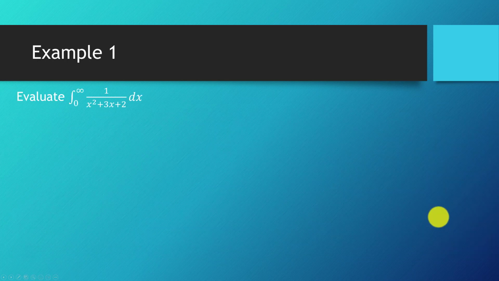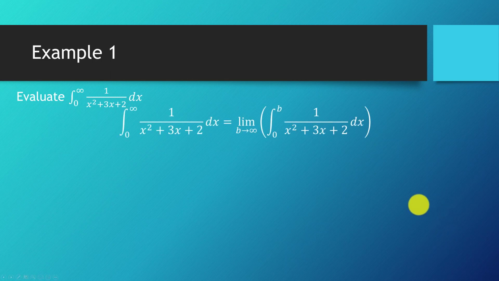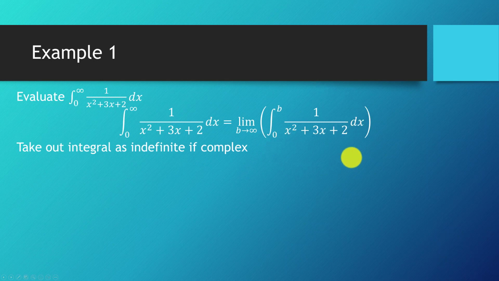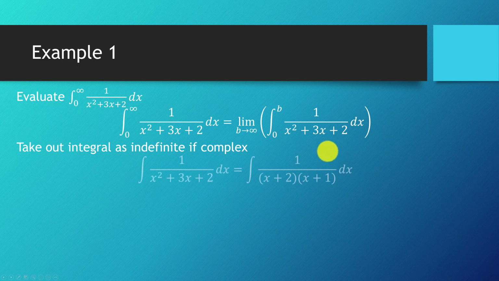So evaluate the integral from 0 to infinity of 1 over x squared plus 3x plus 2. We know this is type 1 because it has infinity in the bounds. First thing we're going to do is rewrite it with the limit as b approaches infinity of the integral from 0 to b of the same thing. Then if it's complex like this one, where we have to do some extra work, it's not just an obvious integral, we'll take it out as an indefinite integral and then put it back in later.